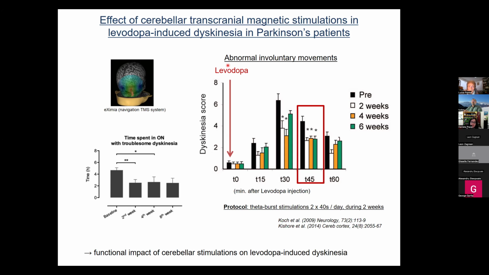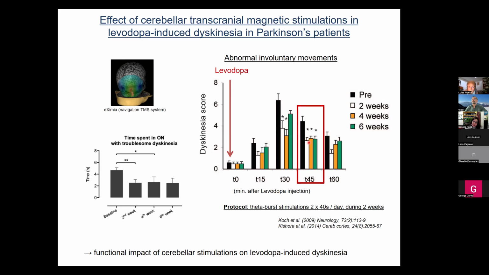And here you can see that, for example, here in black, when they administer the levodopa, we see an increase in the dyskinesia score. So these are abnormal involuntary movements. And then here in white, you can see that they performed a protocol with theta burst stimulation of less than 2 minutes a day, so 2 times 40 seconds per day during 2 weeks. And with this, they could get a decrease, still a small decrease, in the abnormal involuntary movements. So there is a functional impact of cerebellar stimulation on levodopa-induced dyskinesia.